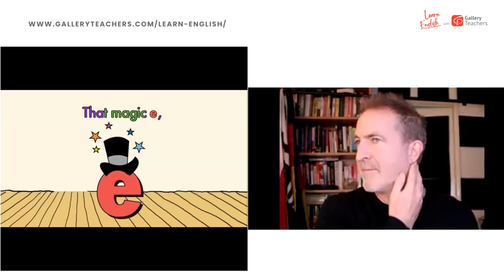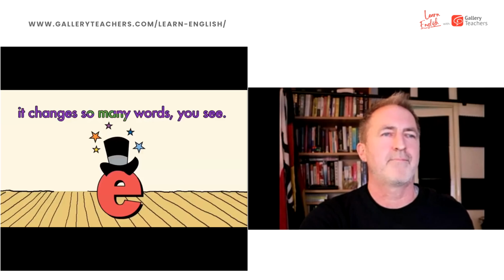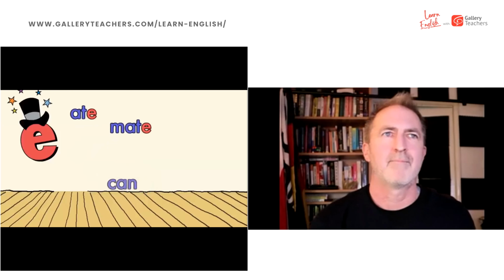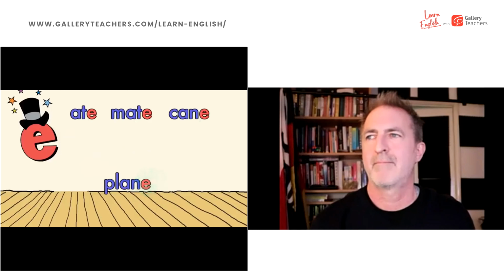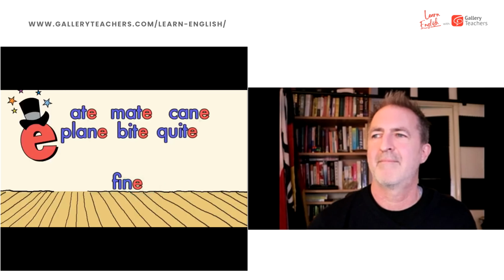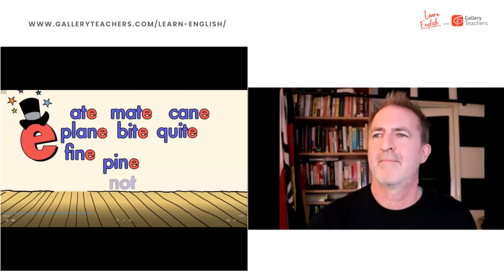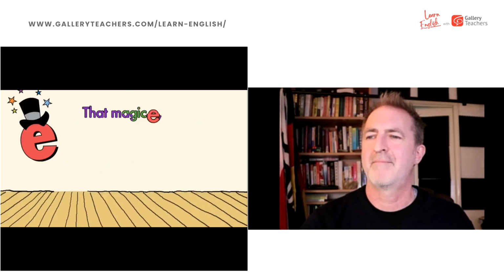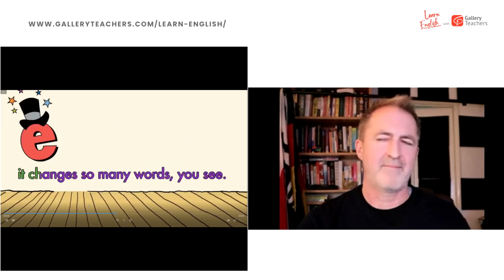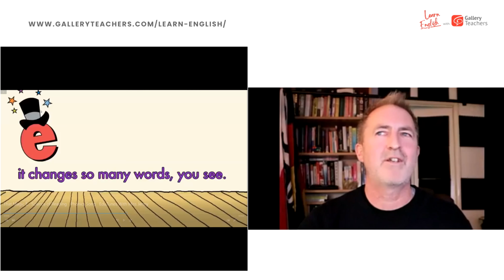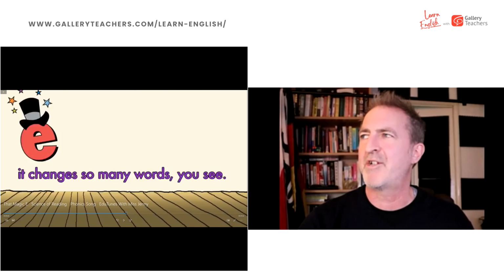See that magic, it changes so many words you see. At, ate, mat, make, can, pain, plan, plain, bit, bite, quit, white, thin, fine, pin, pine, not, note, tot, tote. There you go. You probably learned about the magic E at school.